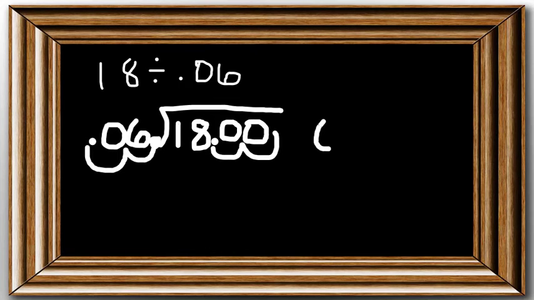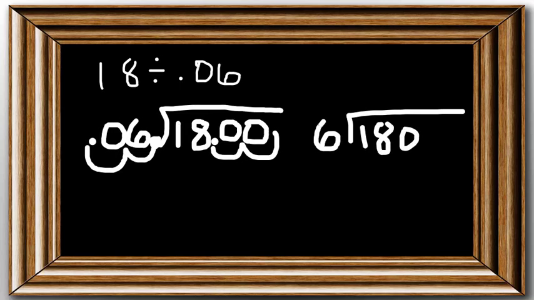So my new problem is 6 into 1,800. Because I was able to move it 2 spots, this just became a 6. I had to move this 2 spots, it became 1,800. Now I solve the same way I've been solving, so that I get my answer of 300. And remember, I don't need to put a decimal point back in, I already took care of it.